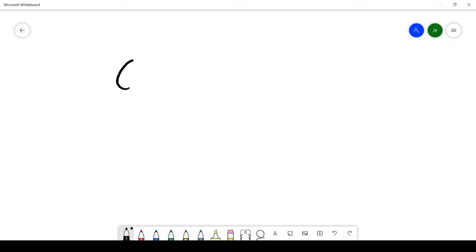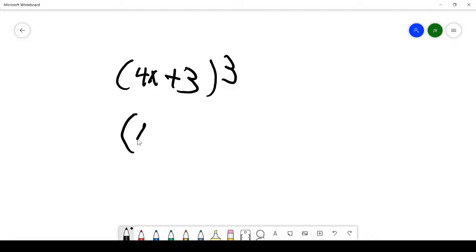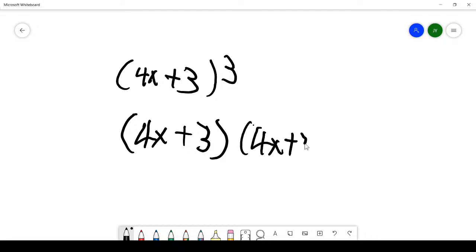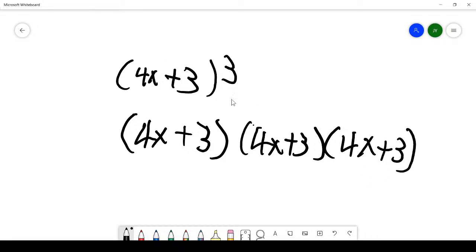So you've probably all had the problem of 4x plus 3 to the third power. Well, technically, you know what this is, right? This is just 4x plus 3 times 4x plus 3 times 4x plus 3. But just because you know what that is doesn't mean that you can easily solve it.